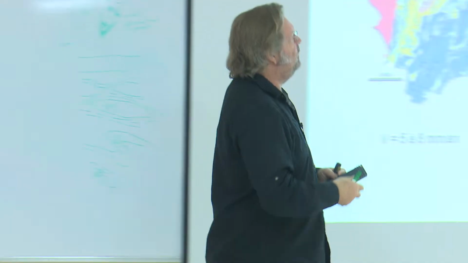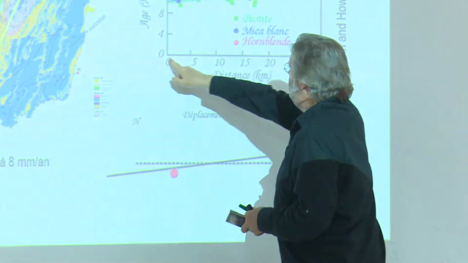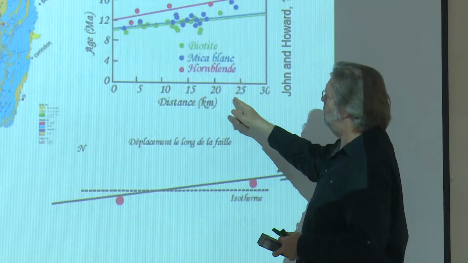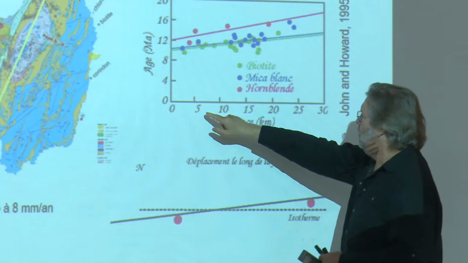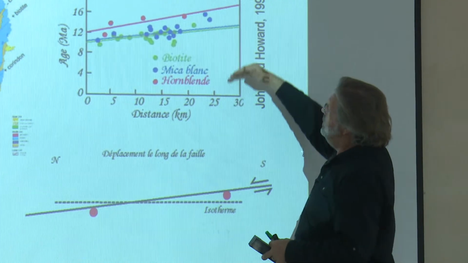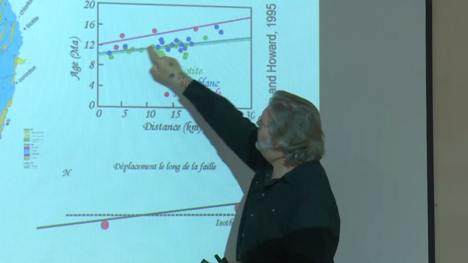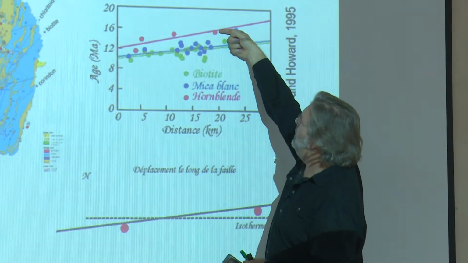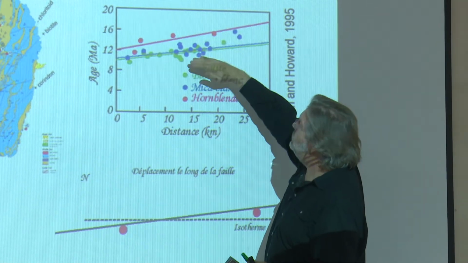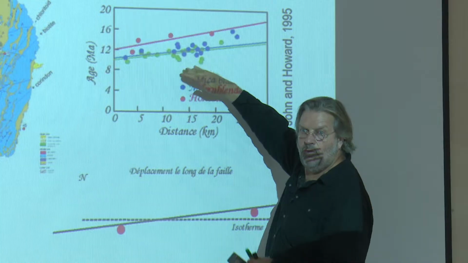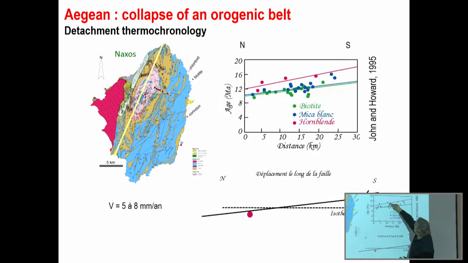And this is what has been done here on several outcrops that were taken at a distance from the detachment, which is almost outcropping to the north, from 0 to 30 kilometers away. And you see that there is some kind of trend, with hornblende being typically older than white mica, and white mica slightly older than biotite. So it makes sense. For one material point, you have systematically hornblende older than muscovite, older than biotite.